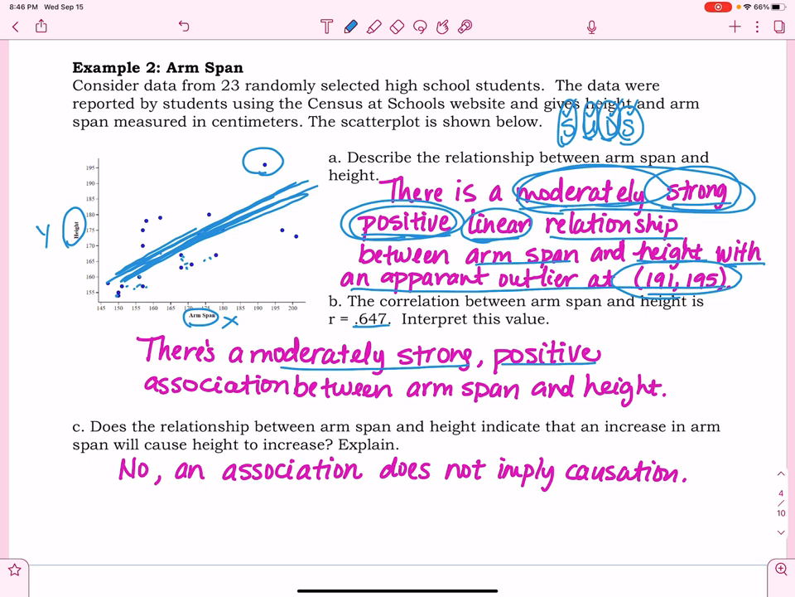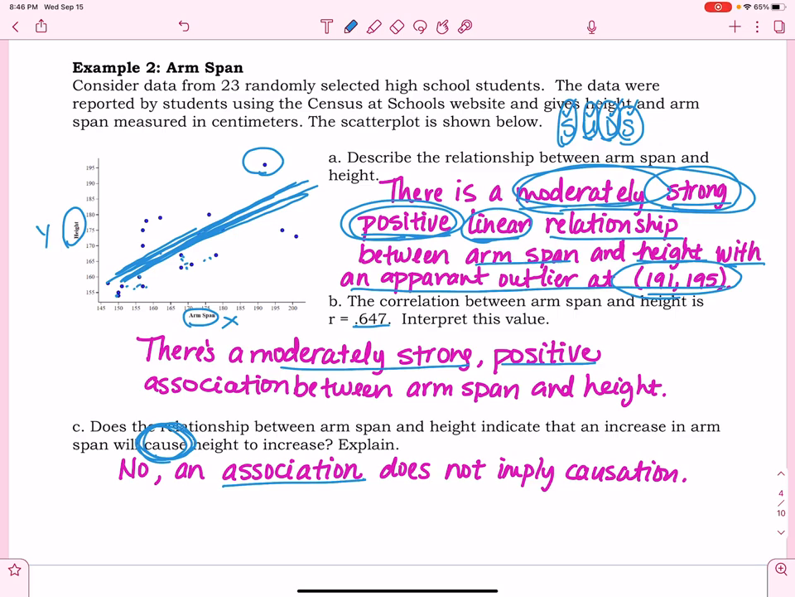All right, the last part here, Part C: does the relationship between arm span and height indicate that an increase in arm span will cause height to increase? Let's explain. This idea of causation should be a giveaway that this is not what is happening. Just because there's a positive linear association between arm span and height does not indicate that we have causation. Just because we have an association does not imply that we have causation. So please be careful about that.